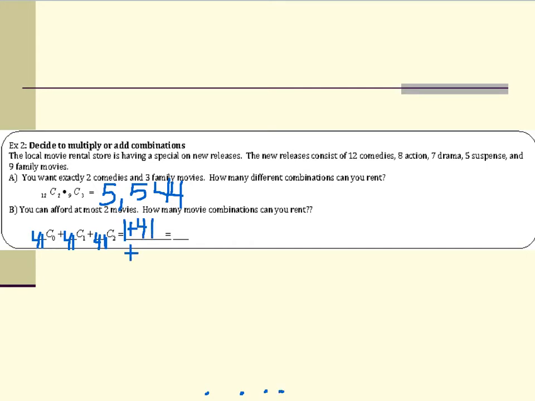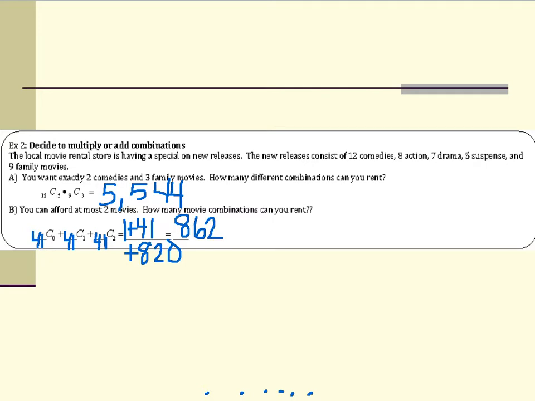Plus 41C2, there are 820 ways to choose 2 of them. So 1 plus 41 plus 820 is 862. And you should be able to write this small enough to fit in your blanks. I just can't write quite small enough with this pen.